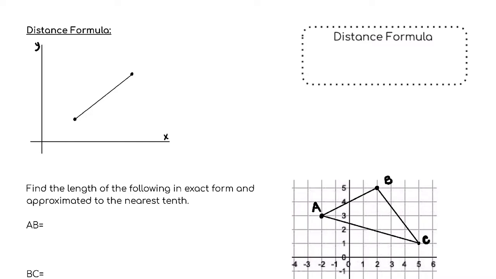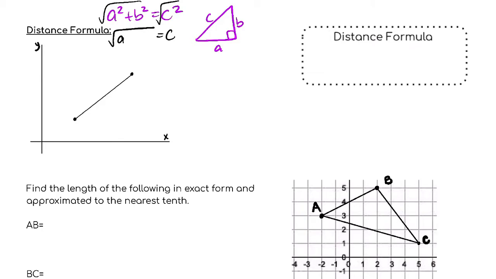We're going to start by looking at the Pythagorean theorem, which is a squared plus b squared equals c squared. In order to get c, which would be the length of the hypotenuse of a right triangle, we would square root both sides. Taking the square root of both sides would get c by itself, which would be the length of segment C. The distance formula comes from this.